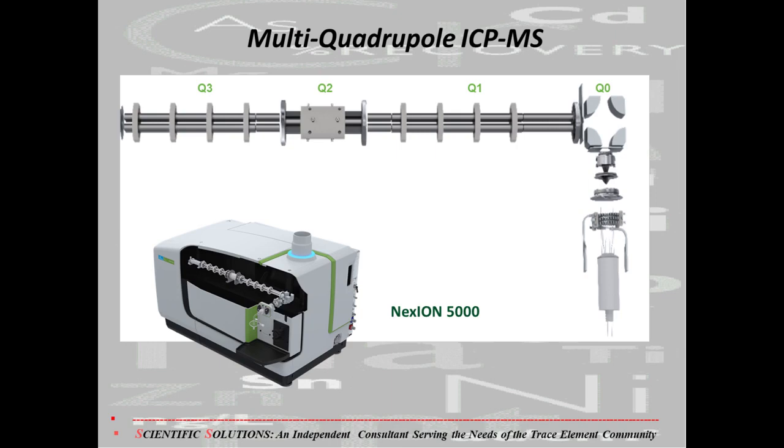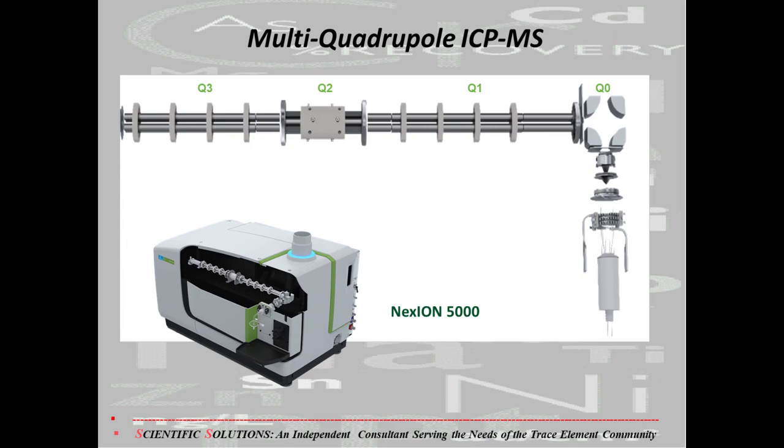So let's compare the NexION 1000/2000 with the NexION 5000 multi-quad technology shown here. The primary difference is the addition of Q1, which is a full analytical quadrupole. As in the single quad system, the ion beam emerges from the plasma and enters the mass spectrometer via the interface cones into the quadrupole ion deflector. Q1 is the first transmission analyzer quadrupole, which is used for unit mass separation or better of all precursor ions in the ion beam.